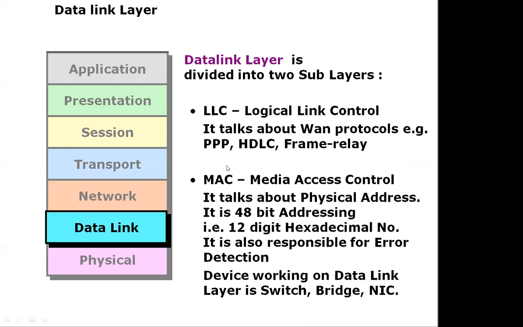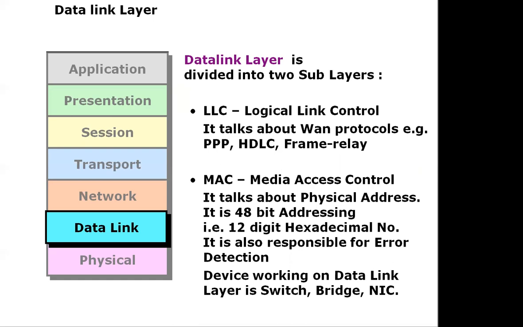The other part is MAC address, which is media access control. When we discussed network devices, I told you about the MAC address. That MAC address is the media access control address. It talks about the physical address. The physical address is a permanent address. It is a 48-bit address, a 12-digit hexadecimal number. It is used for error detection.